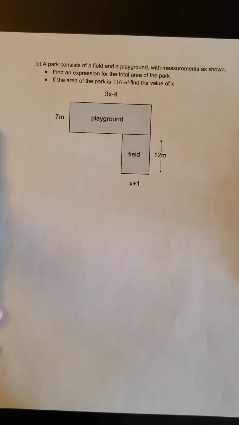Okay, so here's part B in the measurement or word problem question. This is the last question for our week 4 D2 work. In this case, it's got a diagram here. It says a park has a field and a playground with the measurements that are shown. We want to find an expression for the total area of the park.